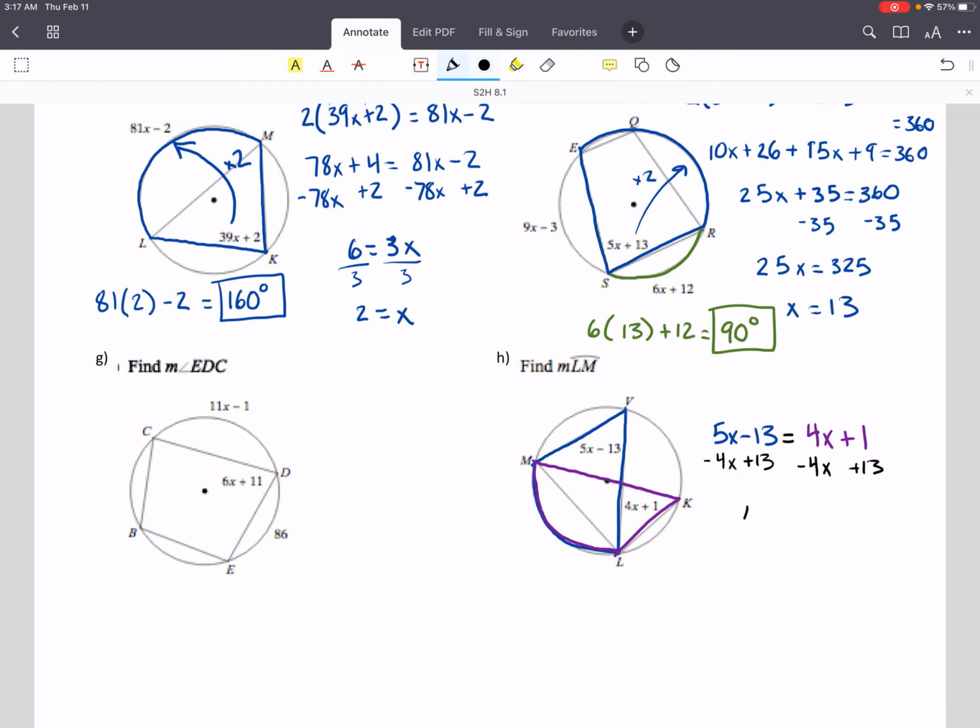Linear equations all day, every day. All right, and we need to find the measure of that arc, so just pick whichever one you want to plug it into.